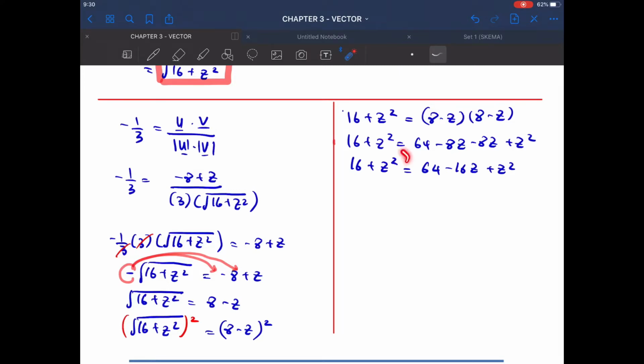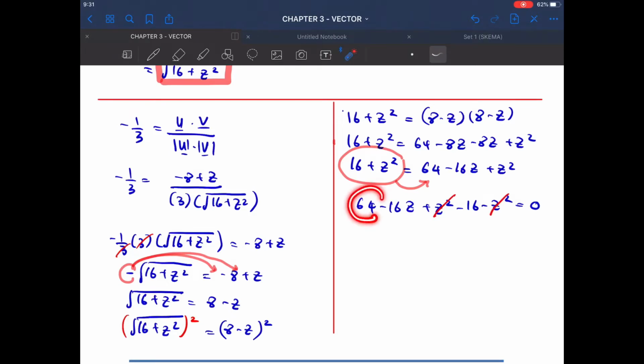So now you can either move the left hand side to the right hand side or the right hand side to the left hand side. I will move the left hand side to the right hand side. 64 minus 16z plus z square minus 16 minus z square is equal to 0. So move 16 to the right hand side, it will become negative 16. Positive z square will become negative z square. So the z square here we can cancel out.